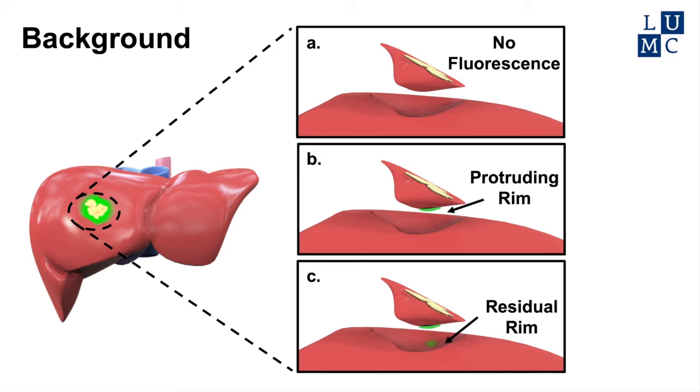In the bottom image, a residual rim in the wound bed and a protruding fluorescent rim at the parenchymal side of the resection specimen is present. In our experience, a protruding rim is found to be the most accurate predictor of a tumor-positive margin.